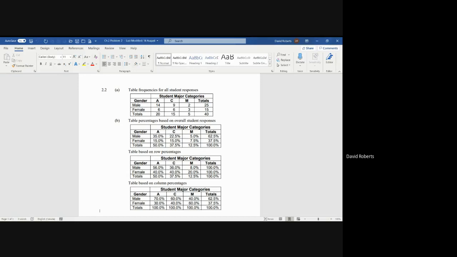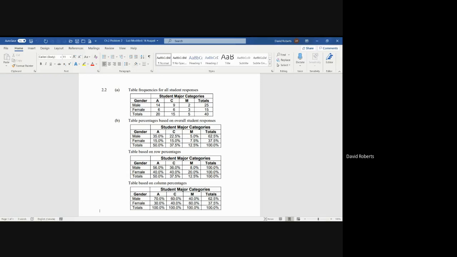What we're doing in part B is presenting them in percentages. As far as the overall, 14 out of 40 is 35%. Males taking accounting represent 35% of all the students. Females taking accounting, 6 divided by 40, is 15%. So 15% of all respondents are females taking accounting, so they're both.